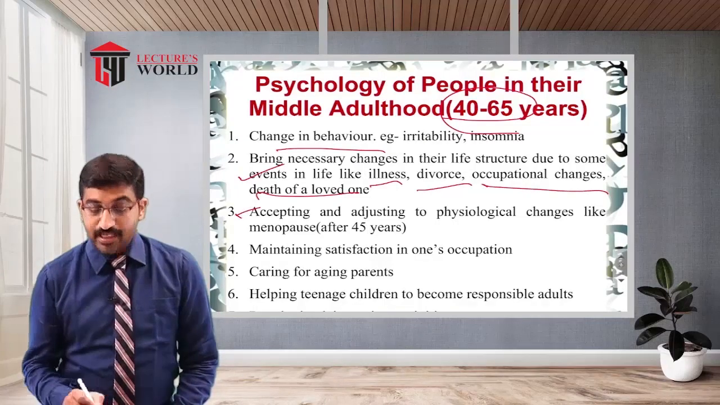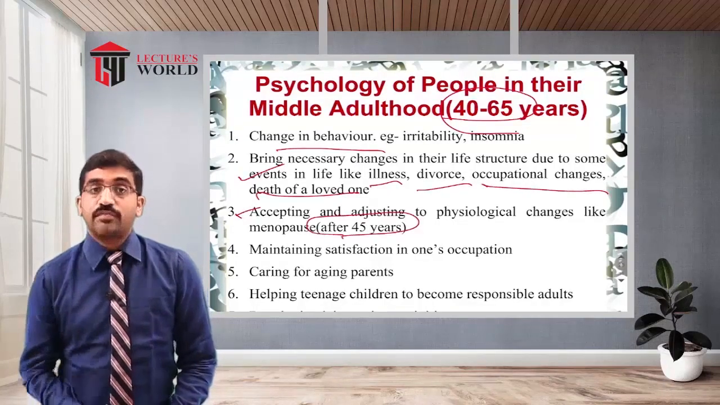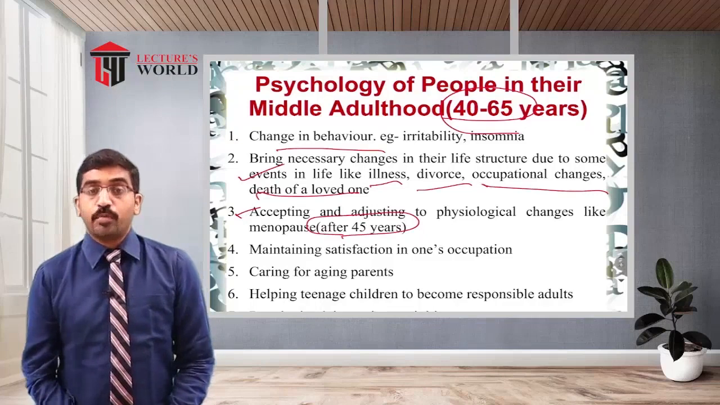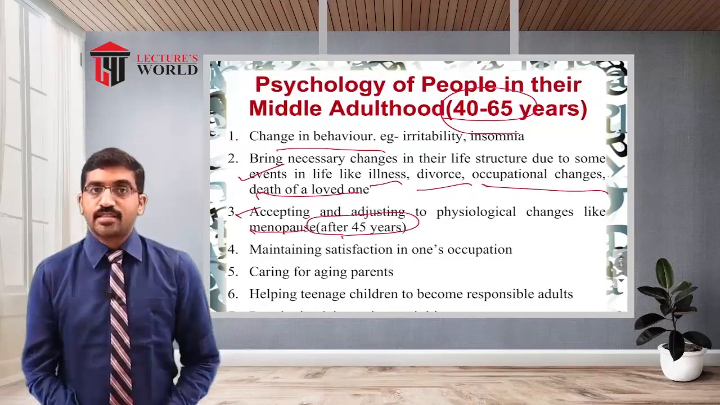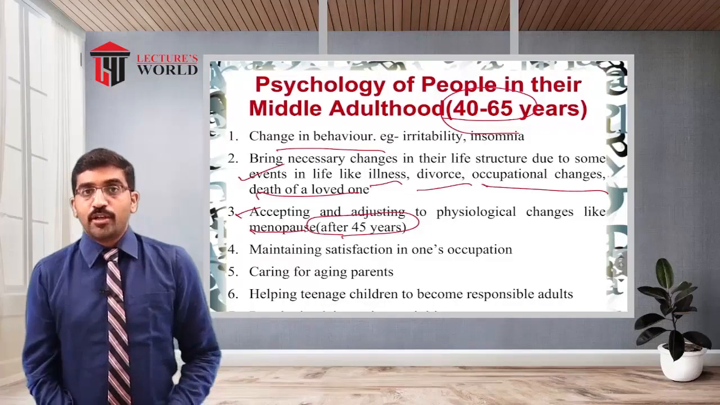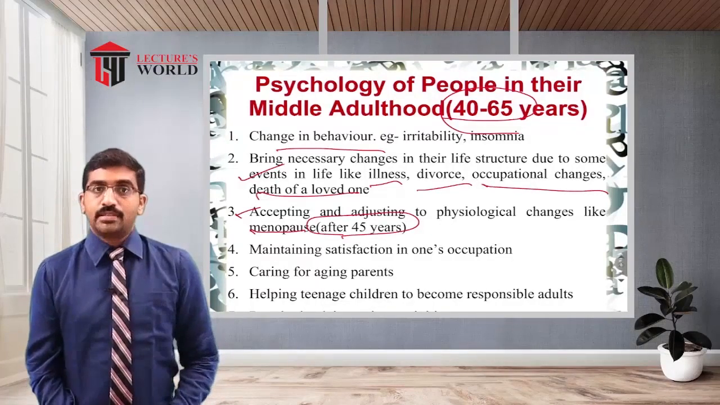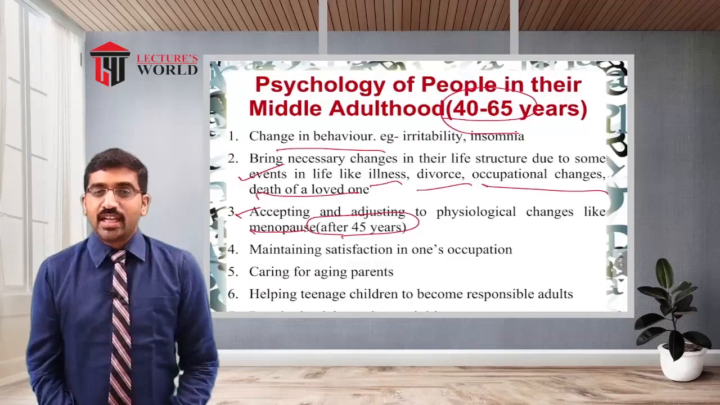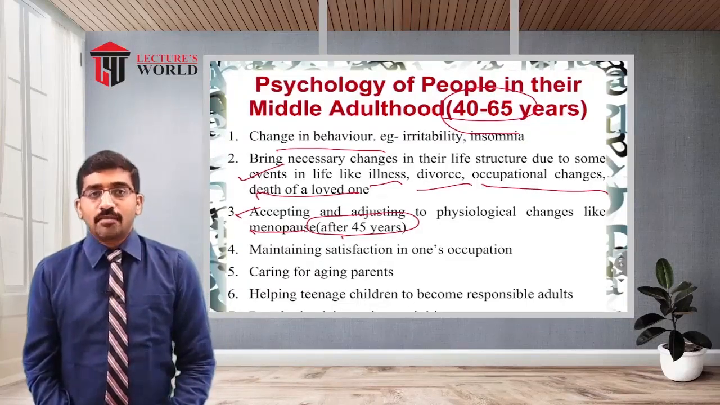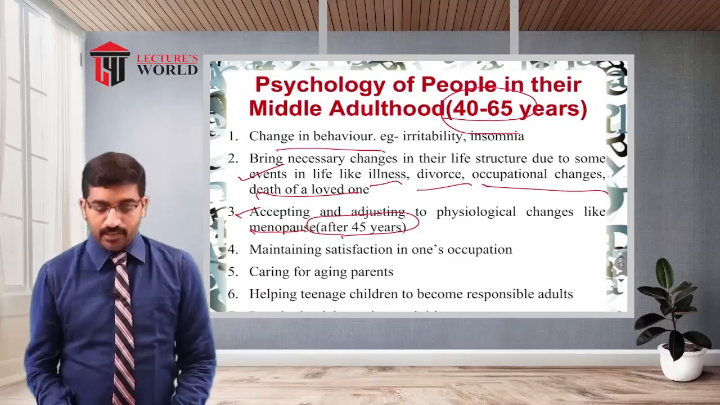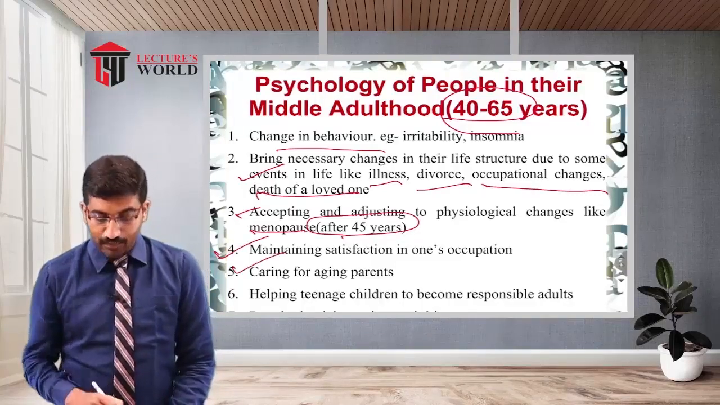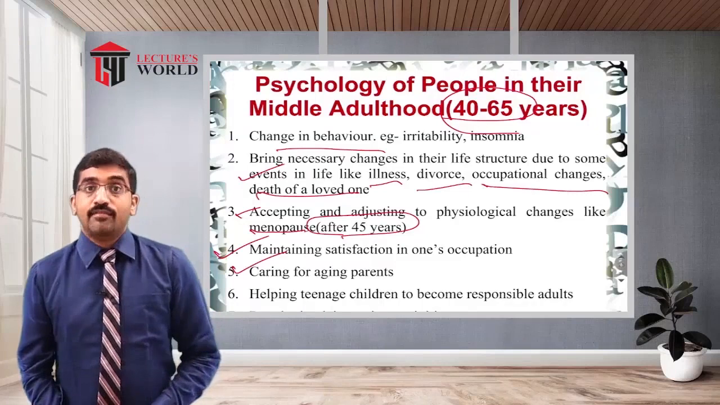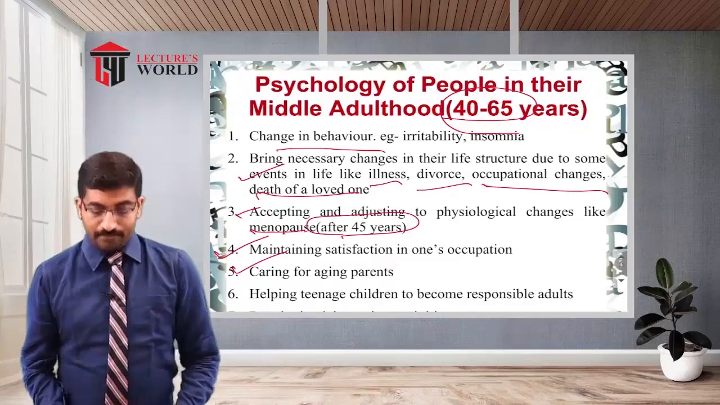They cannot accept it, even after 45 years, females will have menopause. What is menopause? Stopping of the menstrual cycle. Already we know the menstrual cycle starts from puberty. So menopause also has some problems with hormones. They may get more irritation, sleeping disturbance, some hormonal changes will occur, depression. They want satisfaction in their job. They are caring for aging parents. If they have any parents who are aged, they may care for them.